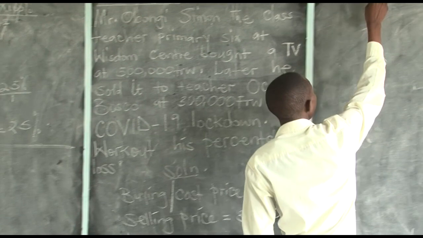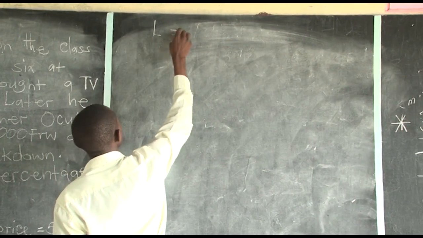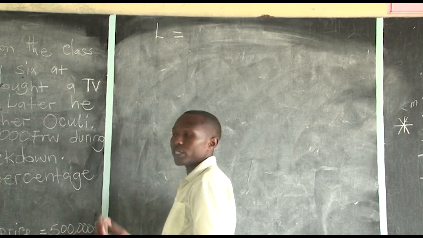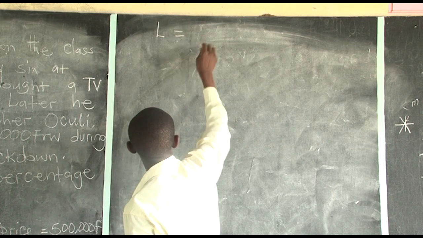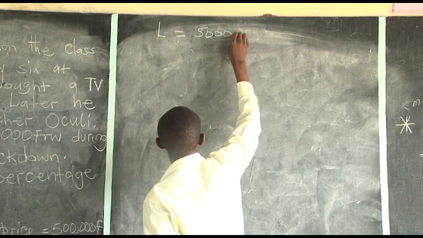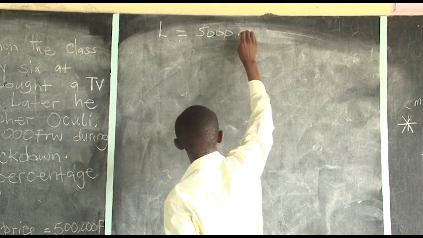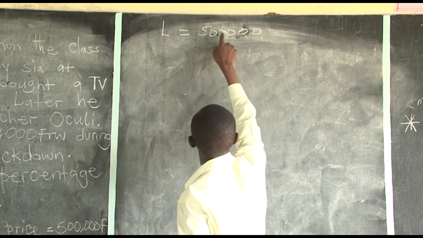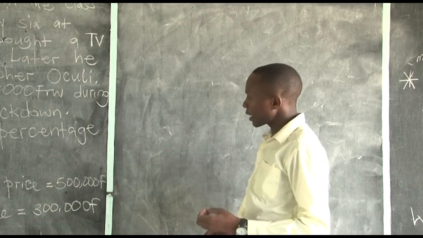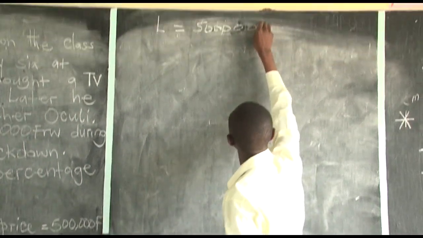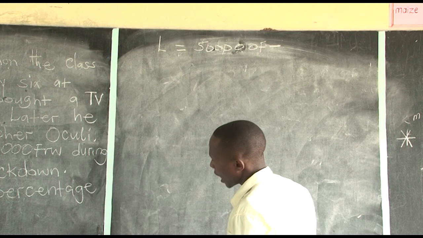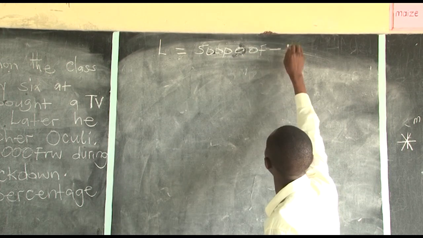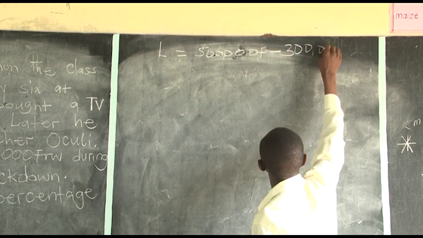So we shall continue. Loss is equal to 500,000. That was the cost price as we have identified. 500,000 has got 5 zeros, francs, minus how much he sold the TV. It was 300,000 francs. So I will say minus 300,000 francs.